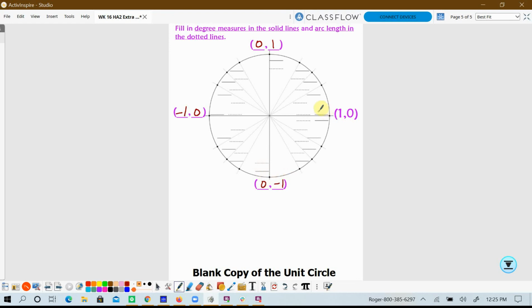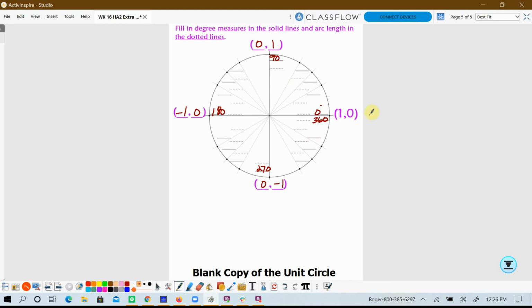Then I would go in and fill in the quadrantal angles, in degree measures first. So starting from 0, going in a counterclockwise rotation, up top, that would of course be my 90-degree angle, 180 degrees, furthest left, 270 at the bottom, back at 360.